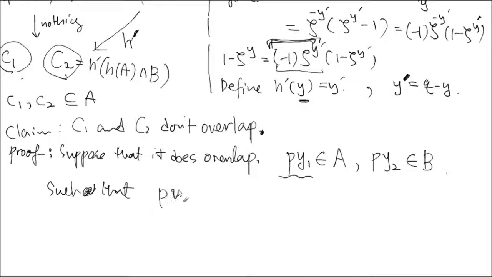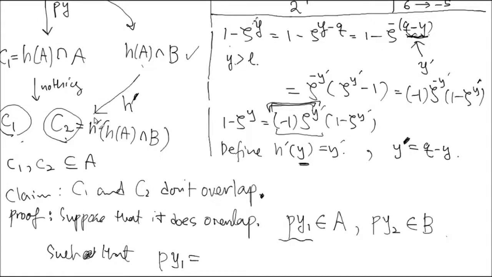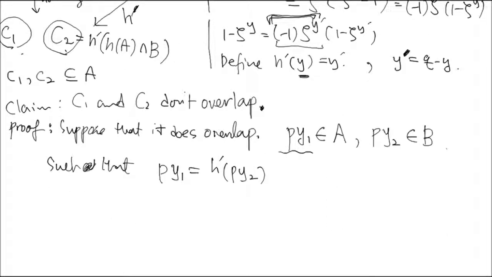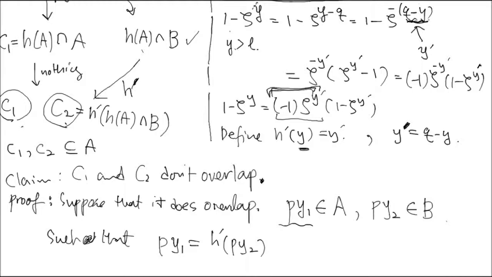Py1, where nothing happens because it landed in A, is equal to the number that landed outside in B and went through this extra action H prime, right? When you apply H prime to Py2, they become the same. That's what the overlap means, right? Does that make sense? Suppose that happened.